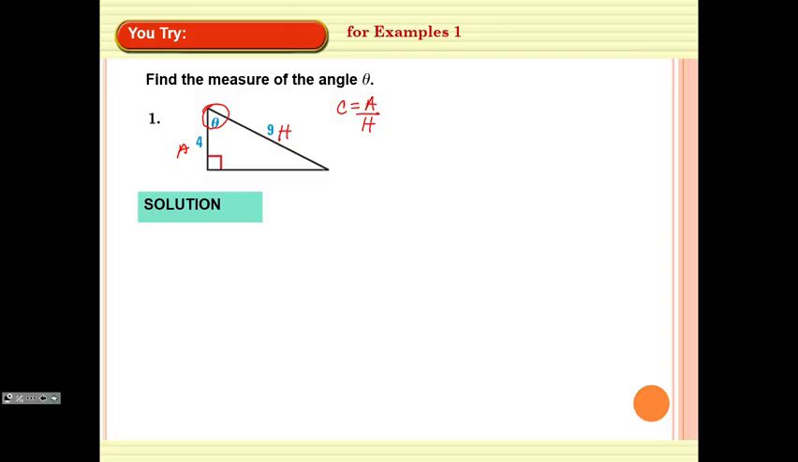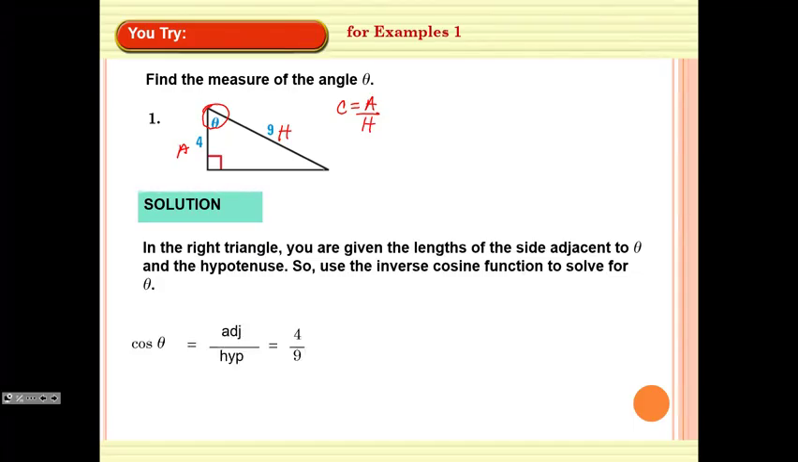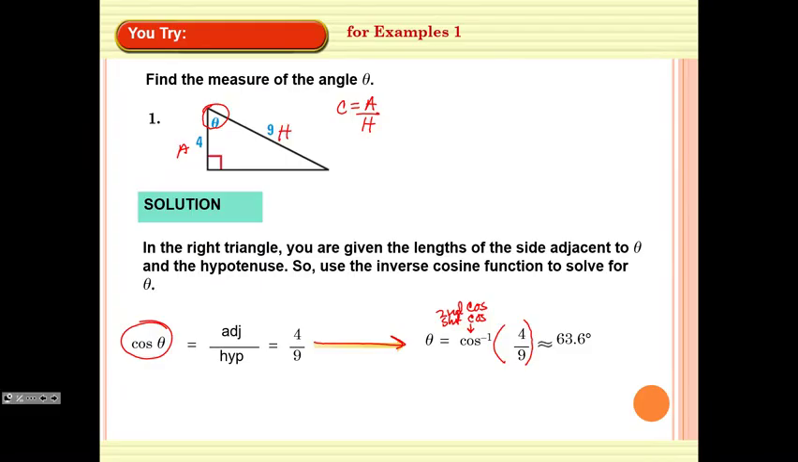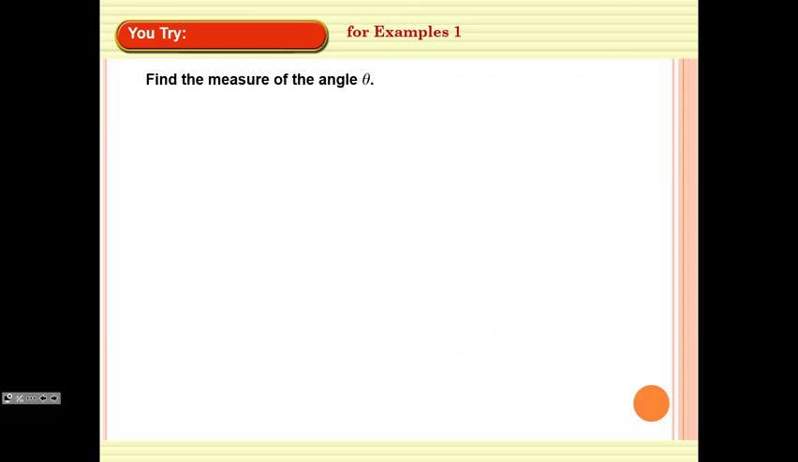So what we're going to do is take the lengths. Here's our cosine, adjacent over hypotenuse, 4 over 9. Go on here and hit second cosine or shift cosine, whatever your calculator needs. It should give you cosine -1. Type in the left parenthesis, 4 divided by 9, right parenthesis, and then round it to the nearest tenth. So here's your answer, 63.6.